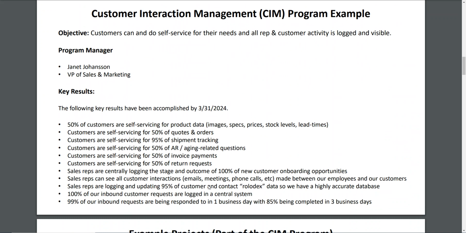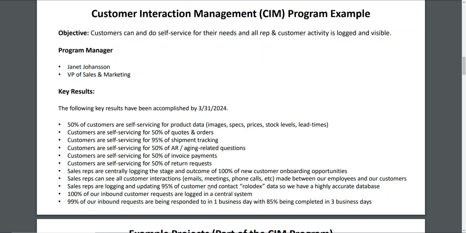If you look at a program example, this might be an example program where there's a clear objective on what's needed. There is one and only one program manager who might be a VP of sales and marketing or someone in that role, or the CEO of the company. And then you have identified over a longer term period, maybe a multi-year period, the key results that we want to accomplish over a 3-year target period. And they are specific measurable outcomes that you can quantify and determine whether or not these were accomplished.